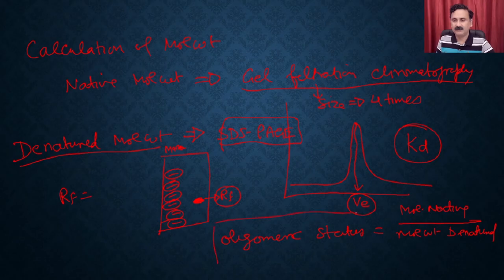With this, we have discussed protein structures, the different types of organization in protein structures. We have discussed the primary structures, the secondary structures, the tertiary structures, and the quaternary structures.